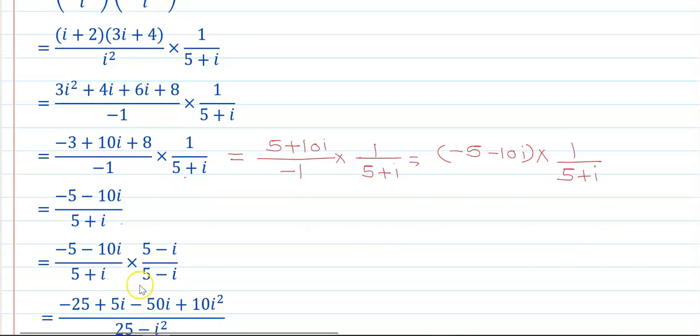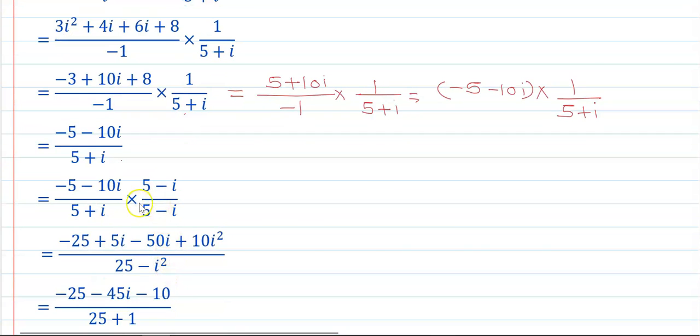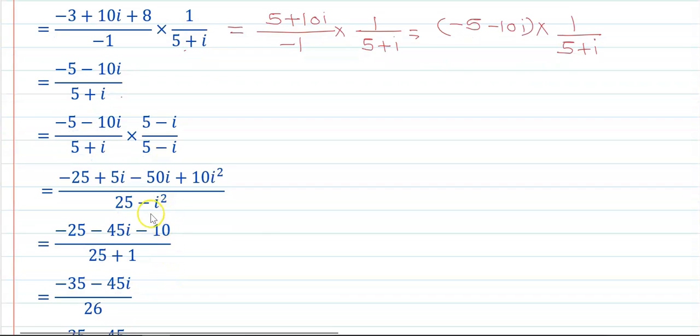Now we multiply the numerator and denominator by the conjugate of 5 + i. 5 + i into 5 - i, you will get 5² - i². Minus i²; i² is -1, so that minus and minus that will become plus. You will get 25 + 1, you will get 26.